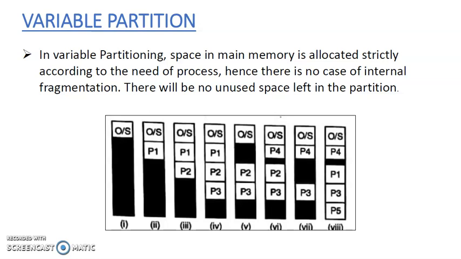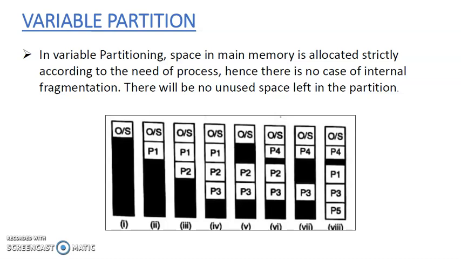Okay, so in this partition there is no case of internal fragmentation, as the main memory is allocated strictly according to the need of the process. Means your space is not wasted in this type of partition, so there will be no unused space left in the partition. You can see in the diagram below, first is your operating system. The operating system is loaded into the memory and all the rest of the memory is free.